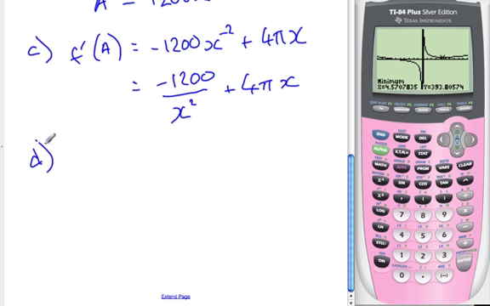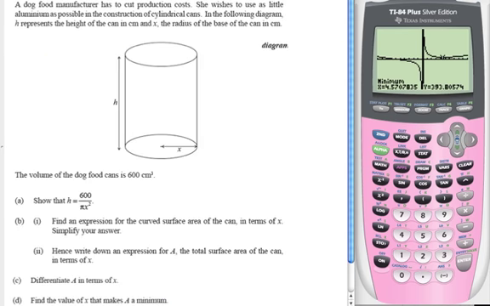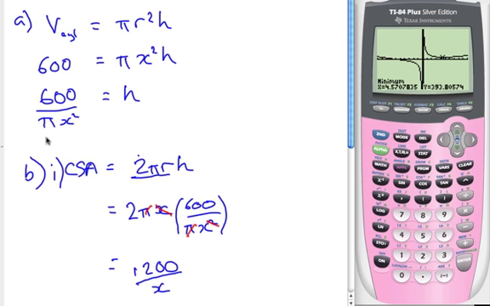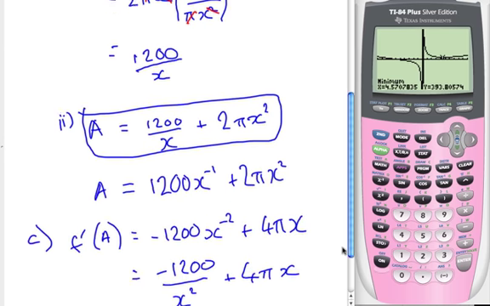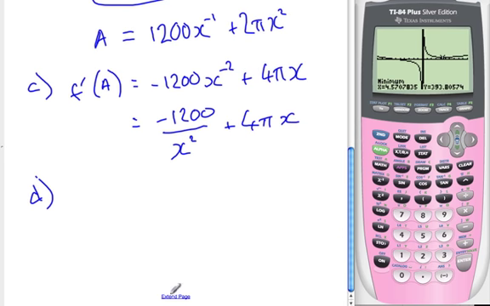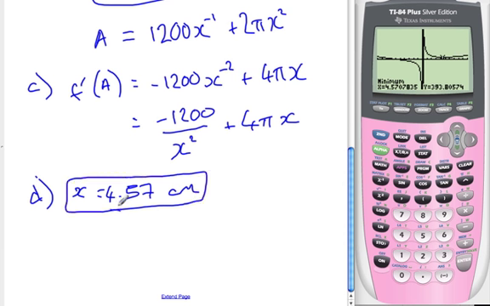Alright, so just extend my page. Part D, just want to check the question again. Find the value of x only. So the value of x that gives us our minimum is when x equals 4.57, and remember x is a radius and it's in centimeters, so that's our answer to part D.